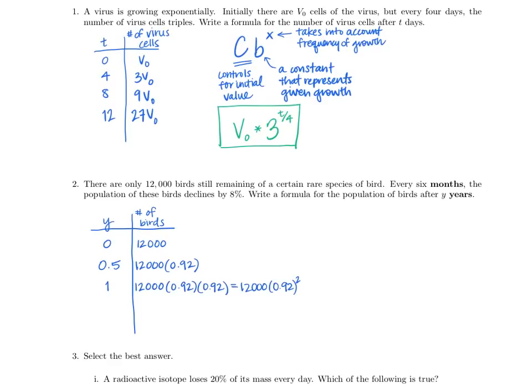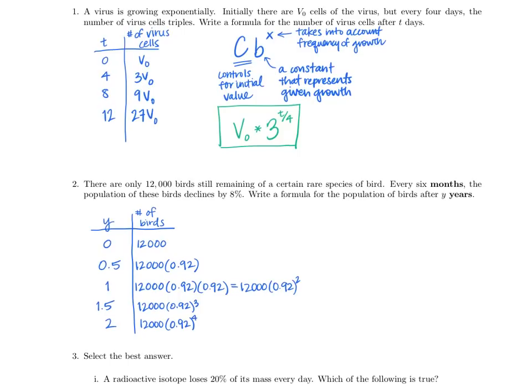We now see that we have, after a year, 12,000 times 0.92 times 0.92, which is 12,000 times 0.92 squared. If we let another half a year pass, or another 6 months, we're at y equals 1.5, and we're going to take that initial 12,000 and multiply it by 0.92 3 different times, which means we're multiplying by 0.92 cubed. You can imagine that if we were at y equals 2, another 6 months in the future, we'd be at 12,000 times 0.92 to the 4th.